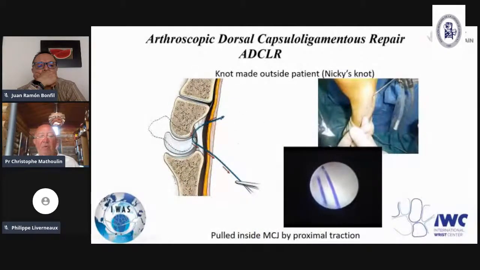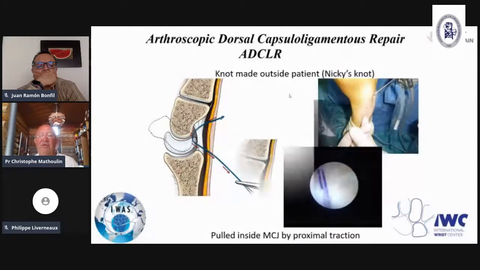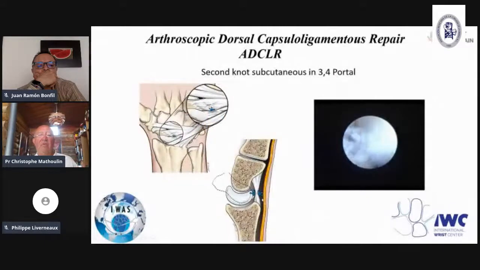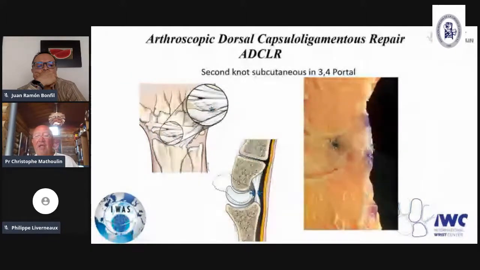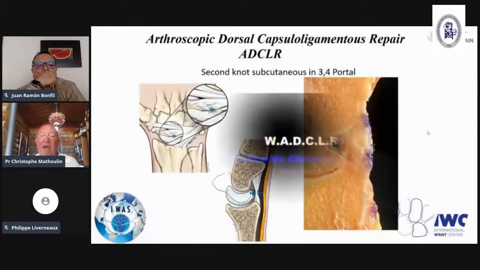It's very simple, and we pull down the knot, which is going to be placed between the scaphoid and the lunate. And I created a big knot in order to have a mechanical effect, because I'm not confident in the quality of the remnant scapholunate tissue. After that, you just have to perform the second knot subcutaneously by the 3-4 portal, in order to obtain this suture. You know, it is a cadaver, and we had the surprise to see that the width of the suture is really larger than we expected, in fact.